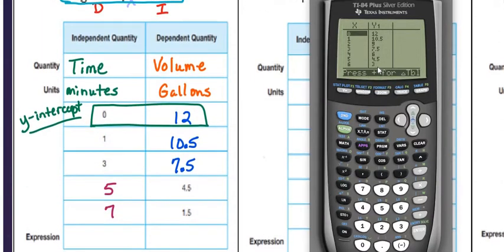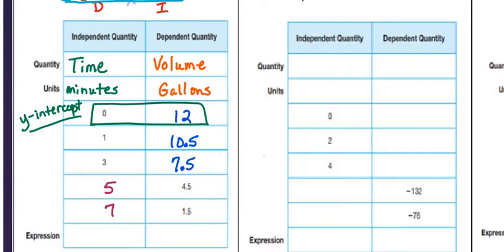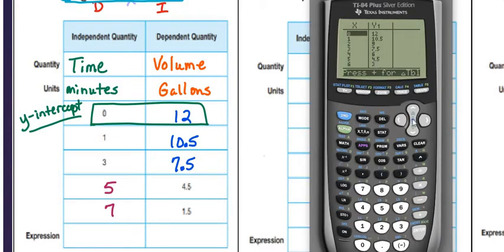So when I look at this right here, it took 5 minutes to have 4.5 gallons. So I want to put in 5 right here. Now, how many minutes will it take for the water level to come down to only 1.5 gallons of water left in the tank? And it says 7, so I'm going to put 7 right here.